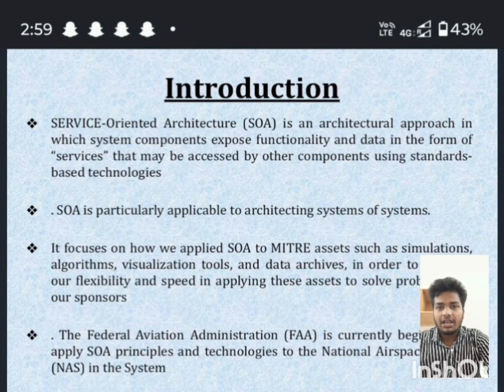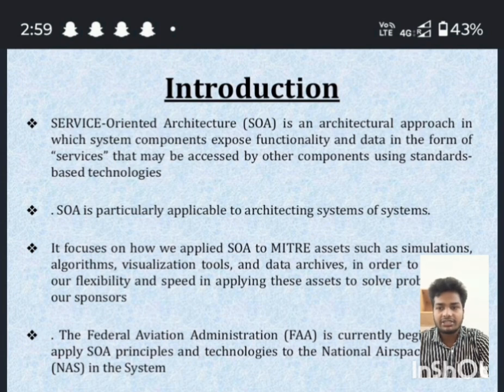The introduction: service-oriented architecture is an architectural approach in which system components expose functionality and data in the form of services that may be accessed by other components using standards-based technologies. SOA is particularly applicable to architecting systems of systems. It focuses on how we apply SOA to assets such as simulation algorithms, visual tools, and data archives in order to increase our flexibility and speed in applying these assets to solve problems for our sponsors.